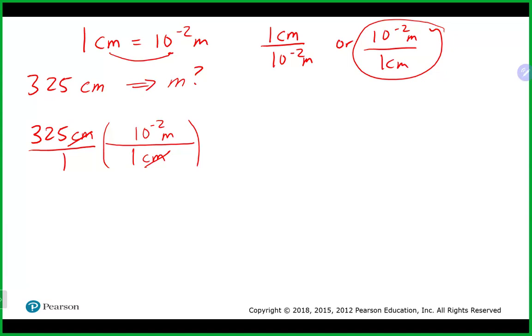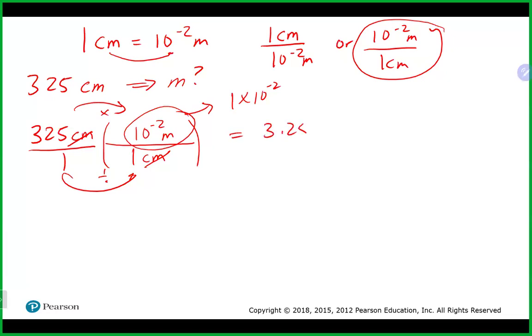Now we know we set it up like this. Math-wise, what should I do on top? Multiply or divide? I should multiply. On the bottom, I should divide, right? In this case, not much to divide by on the bottom. It's 1, basically. If you're going to punch it into your calculator, that is 1 times 10 to the minus 2, using your exponent button like we talked about. And if you do all that, 325 times 10 to the minus 2 is going to get us 3.25 meters in this particular case. First off, any questions on that there?